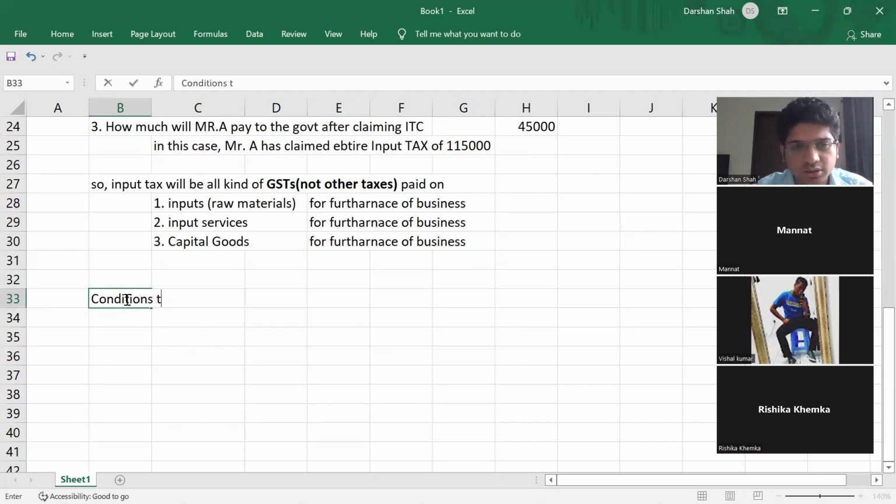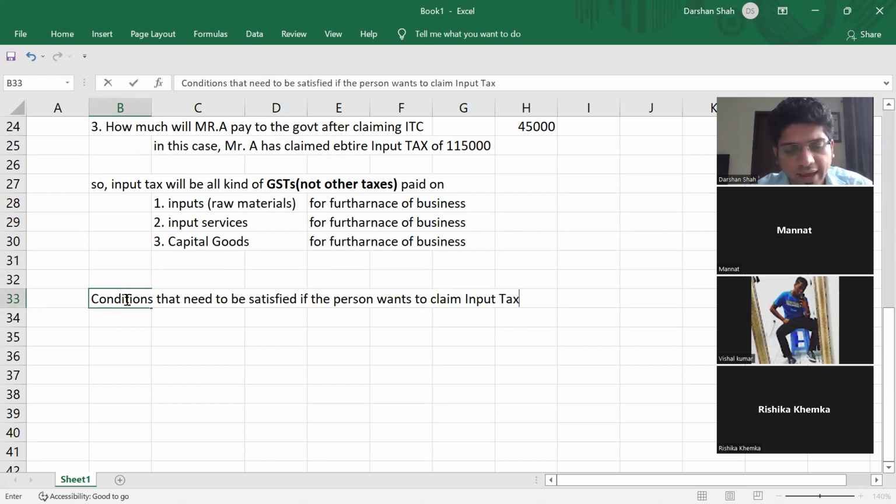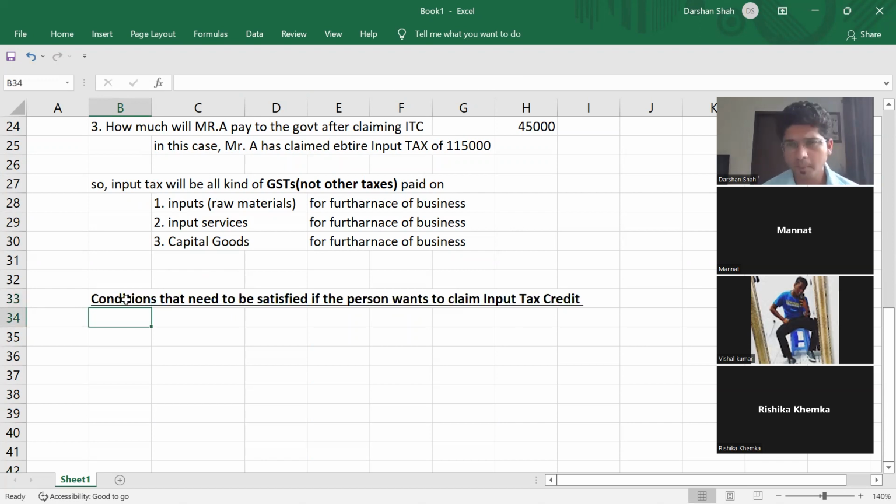Conditions that need to be satisfied. There are a lot of conditions. 11 conditions are there. Conditions that need to be satisfied if the person wants to claim input tax credit. Let us start then. Now everyone is clear with what is the concept of ITC? Is there any confusion, guys?